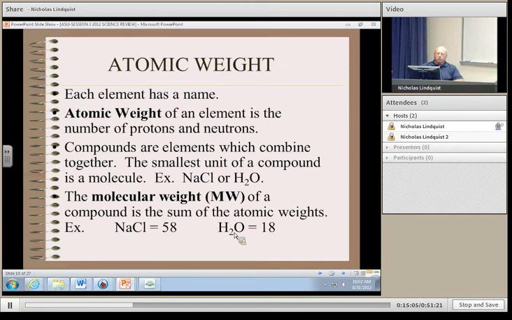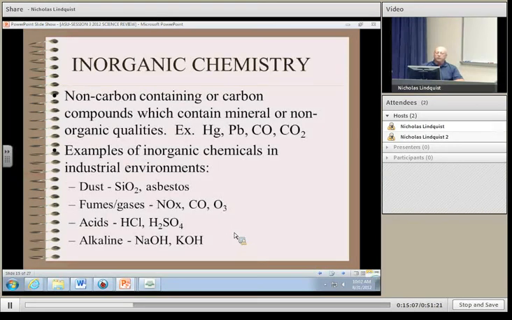When we deal with inorganic chemistry, we can define it as basically non-carbon containing elements or compounds, or carbon compounds which contain a mineral or non-organic quality. For example, examples of non-carbon containing would be mercury, lead. Examples of compounds that are carbon-based but do not have minerals or non-organic qualities: carbon monoxide and carbon dioxide.